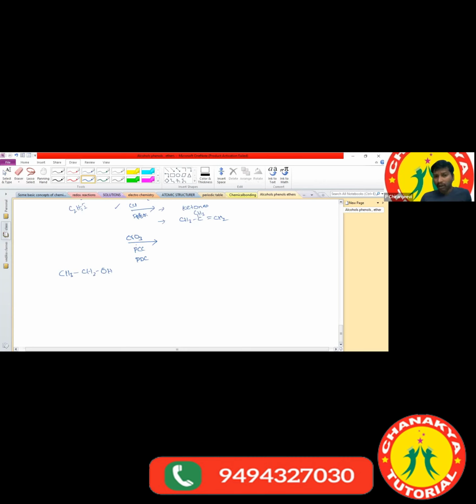PCC, PDC, Jones reagent. All these act as partial oxidizing agents. They convert the primary alcohol into an aldehyde. That means ethanol is converted into ethanal.